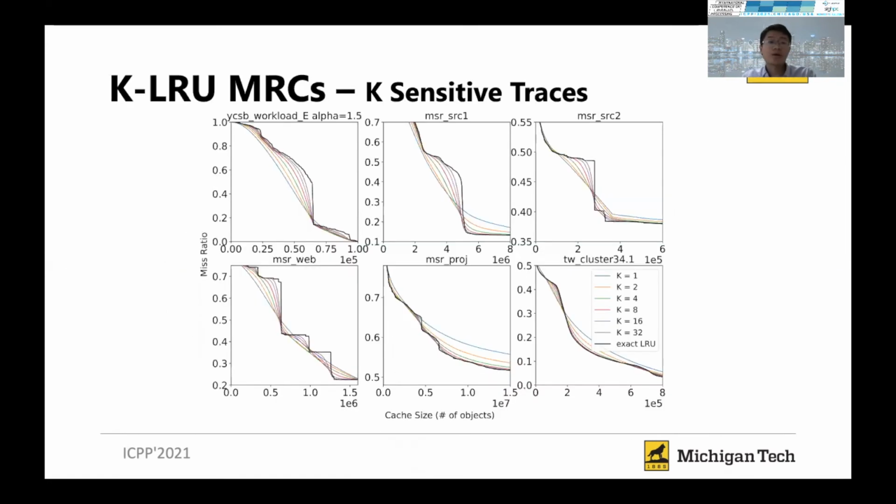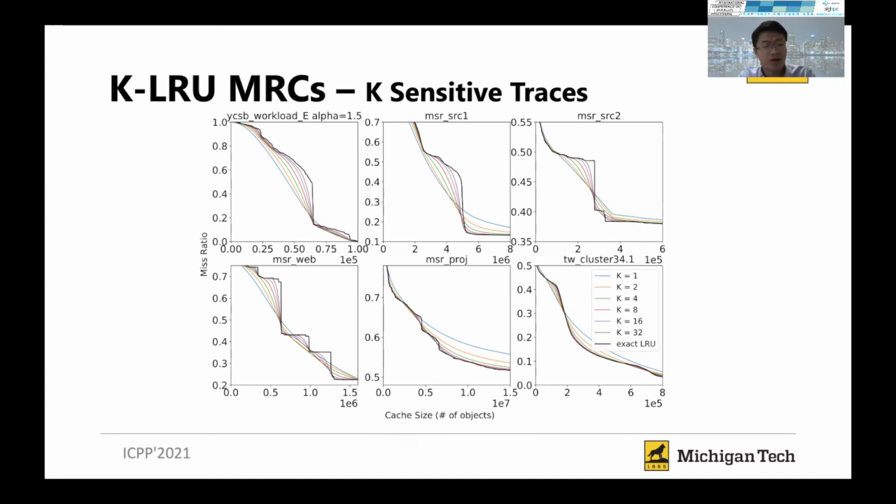In our experiments, we found that there are two different types of traces. One is traces that are very sensitive to changes in sampling size, and then there are also traces that are not sensitive to changes in sampling size K. Here we show six representative traces that are relatively sensitive to changes in sampling size. In this figure, we show K-LRU miss ratio curves with K ranging from 1 to 32. And then we also plotted the exact LRU curve, colored in black.